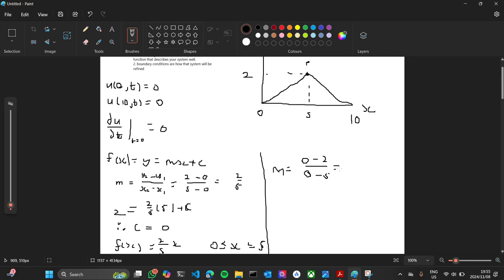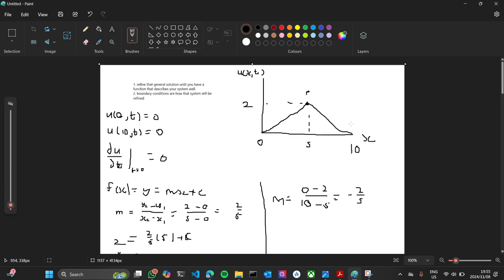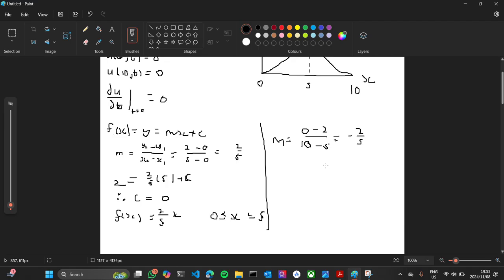Oh, my apologies. x1 is equal to 10. So you're going to have minus 2 over 5. There you go. So that's your gradient now.